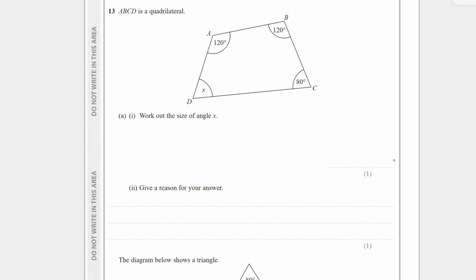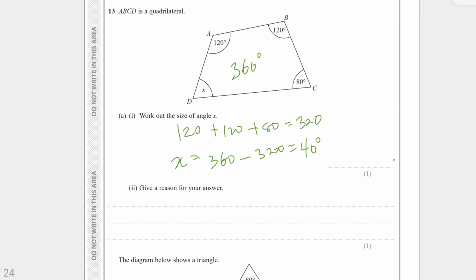Question 13. ABCD is a quadrilateral, so work out the size of angle X. To find X, we need to understand that the sum of angles in a quadrilateral is 360 degrees. So first we add up the total of these other three. 120 plus 120 plus 80, that is 320. Then X is going to be 360, which is the sum, minus 320, and that is 40 degrees. So X is 40 degrees.